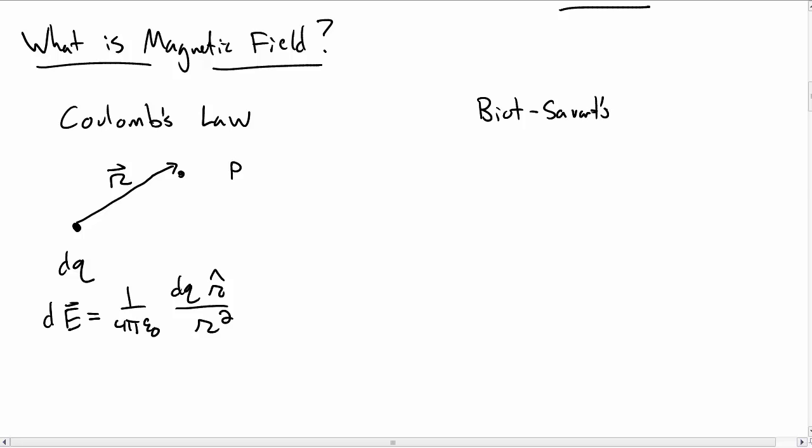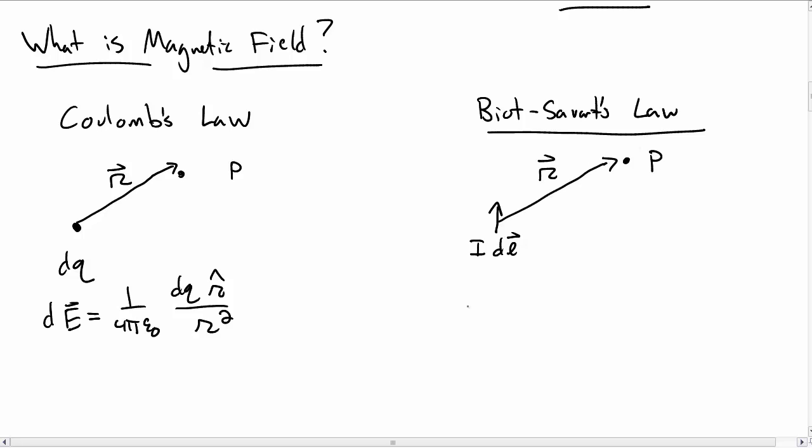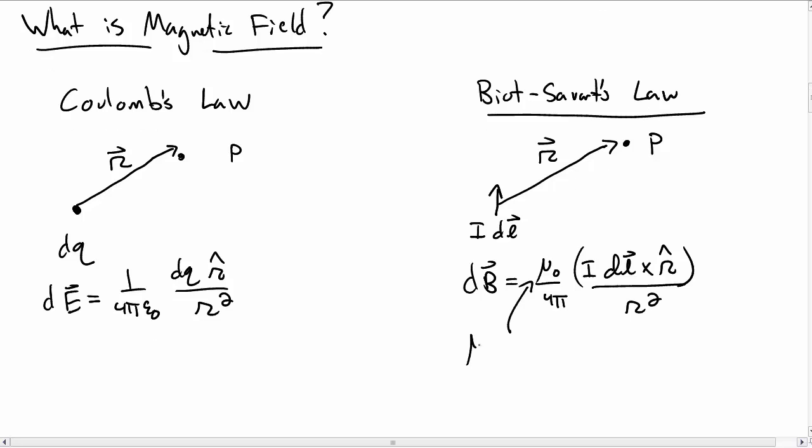There's a similar law for magnetic fields called Biot-Savart's law, and it says if you have a little bit of current, say I dl vector, pointing in this particular direction, and some point P, well, we're still going to be interested in the curly r vector. Then the little bit of magnetic field is mu naught over 4 pi, I dl cross r hat over curly r squared. Notice the cross product in this expression. Mu naught here is a fundamental constant, 4 pi times 10 to the minus 7 newtons per ampere squared. This is called the permeability of free space, just one of these constants that we have to use.